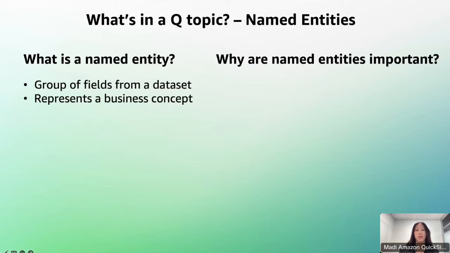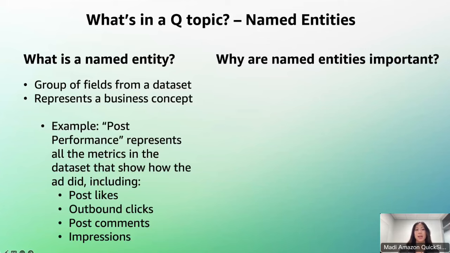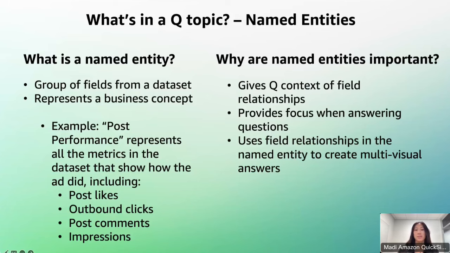And that helps power the multi-visual answer that you'll see that Amazon Q generates in the data Q&A. So here, like I said, I did post performance as an example, and it includes lots of different metrics, but some are post likes, outbound clicks, comments, and impressions. And again, this is important because it gives Q greater context of your field relationships, and it provides focus when answering your questions. And it uses these relationships to create that multi-visual answer, like I just said.